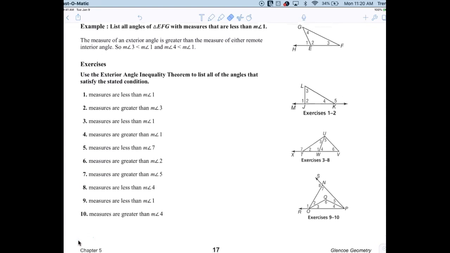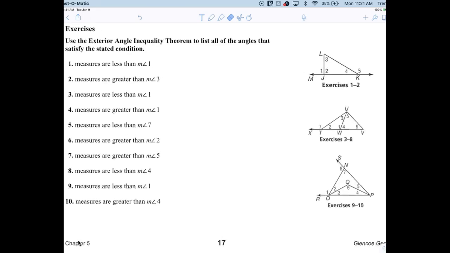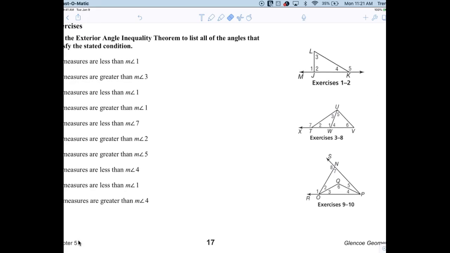All right. So here we go. Let's see if we've got this under control. It says use the exterior angle inequality theorem to list all of the angles that satisfy the stated condition. I want all of the measures that are less than angle 1, that have to be less than angle 1. Someone, go. Angles 3 and 4. Angle 3 and 4. Beautiful.